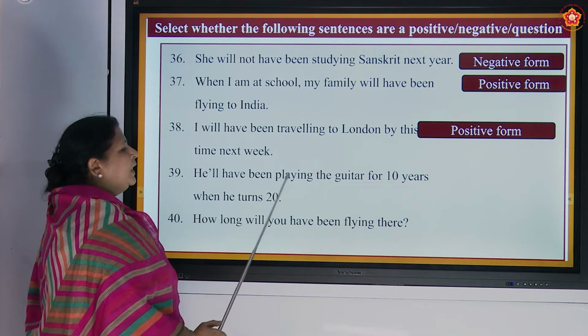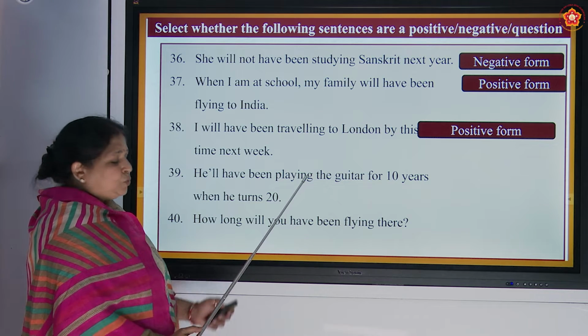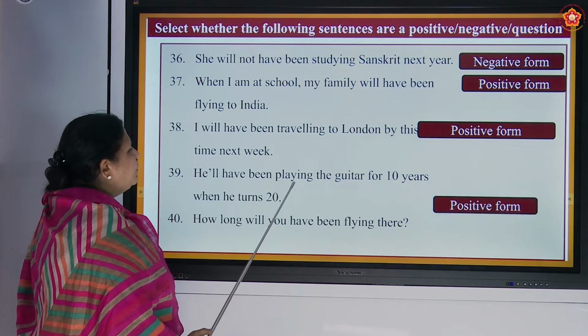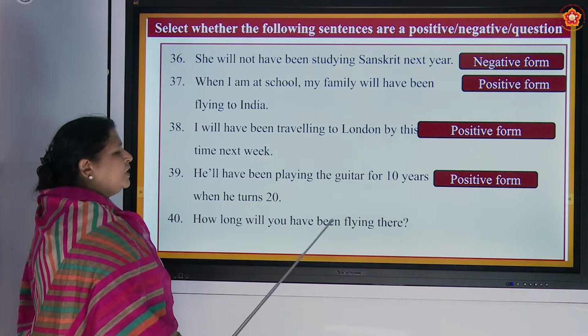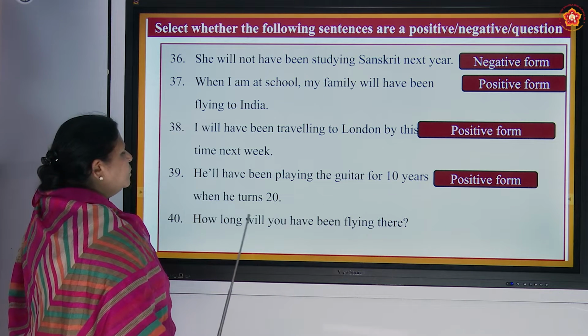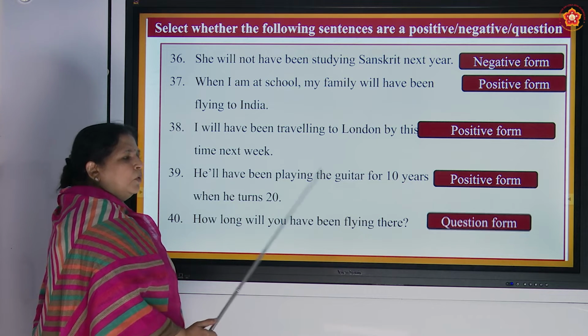He'll have been playing the guitar for 10 years when he turns 20. This is also a positive form of the sentence. How long will you have been flying there? It's a question form.